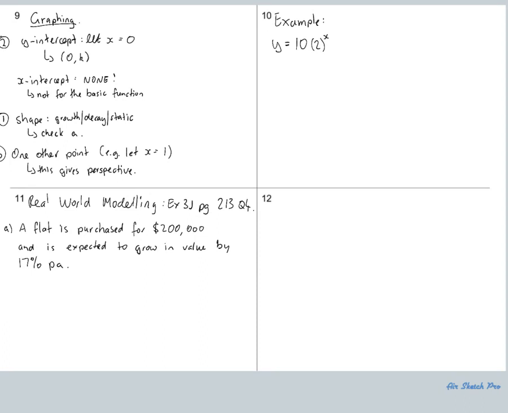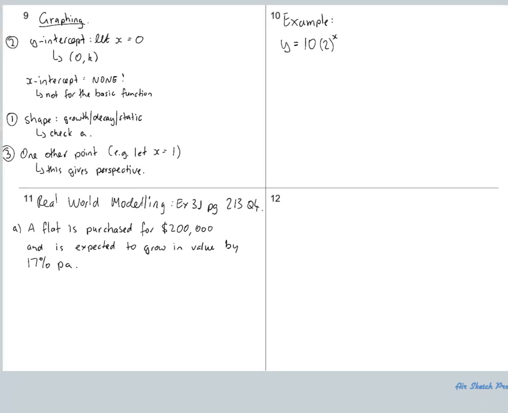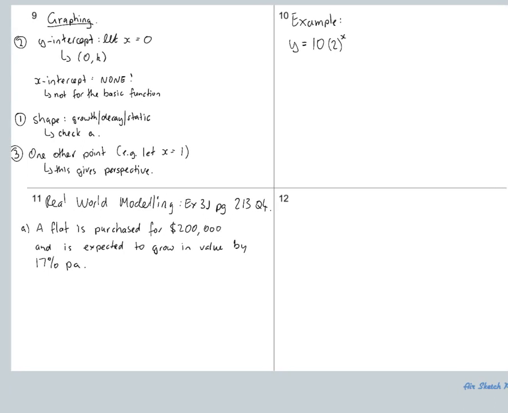Number 1 is the shape. Number 2 is the y-intercept, knowing that you don't have to worry about an x-intercept unless there's a transformation happening to your exponential graph. Number 3, because there's very little information about an exponential graph that really helps define it, like a turning point and stuff like that, it's often advisable to graph one other point.